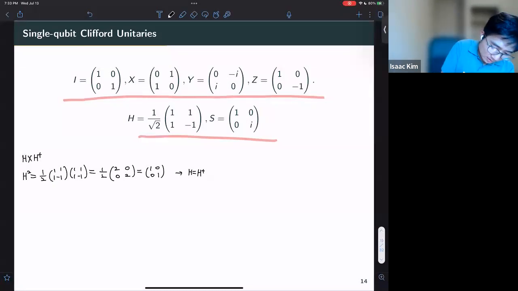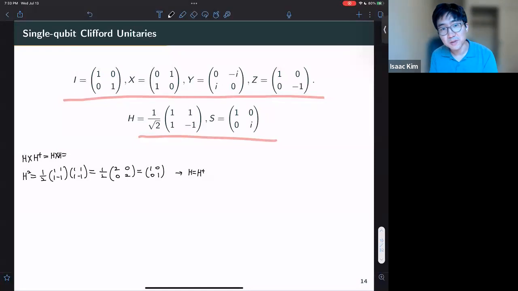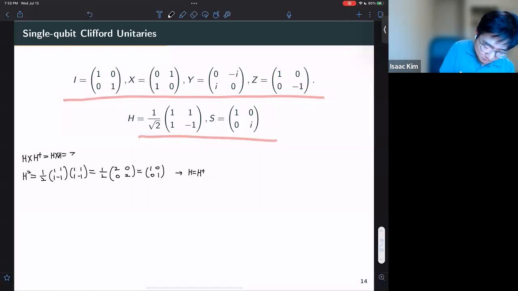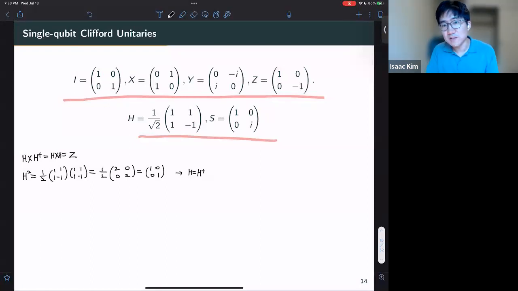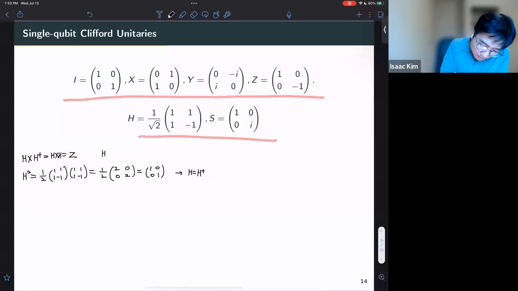So H X H dagger is really H X H. And after you do the calculation, and believe me, you can probably just do it in 10 seconds right now, what you're going to get is that this is going to be Z. Okay, so the first pass is good. If I conjugate X by H, I get Z, which is a Pauli. That's good. But what about if I conjugate Z by H?